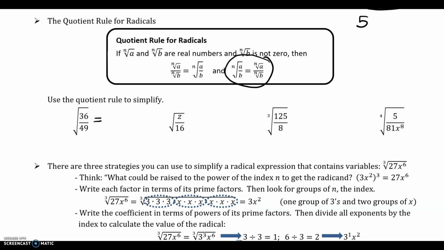So to find the square root of 36, we simply have to split our radical up. You guys probably already know the answer without splitting it up, but we can split it up by using the quotient rule and get 6 over 7. We can do the same here for our next example. We can split it up, the square root of z over the square root of 16, which is just the square root of z. It does not simplify. We don't have a group of 2 z's over 4.